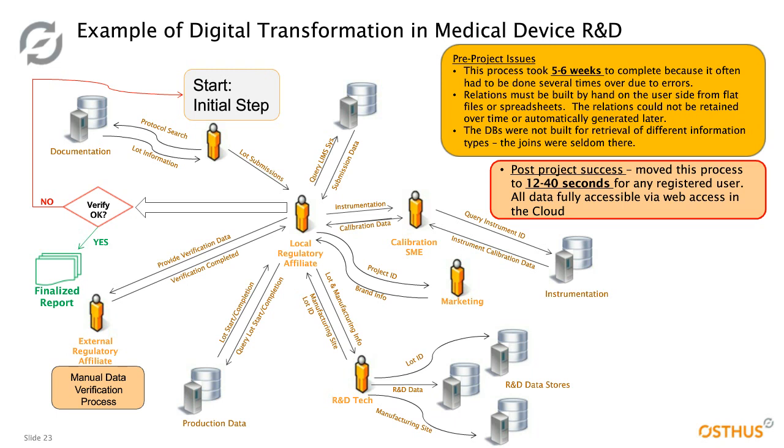The problem was that to build a report for an external regulatory affiliate meant that this person in the middle had to basically manually start up here in the left-hand corner. So they had to go and do a protocol search to get the lot information. From that lot information, then they had to go into all of these different systems, and sometimes they couldn't even access the systems. They had to go to different people, different SMEs, different technologists, to actually have them interrogate their systems.